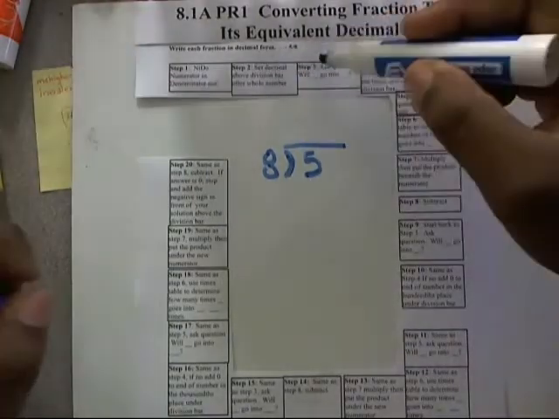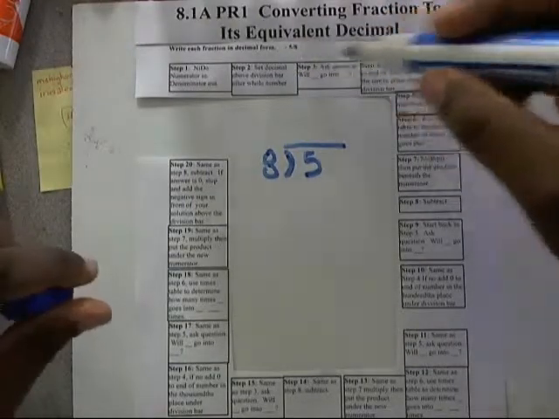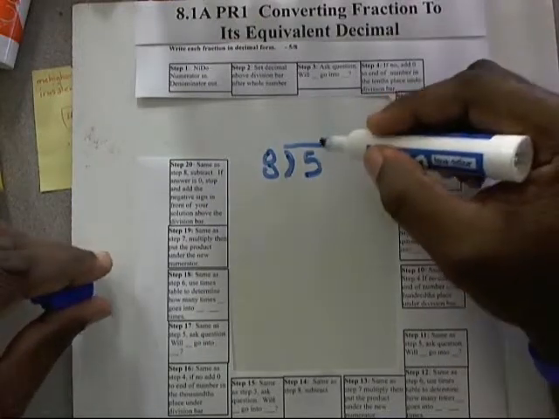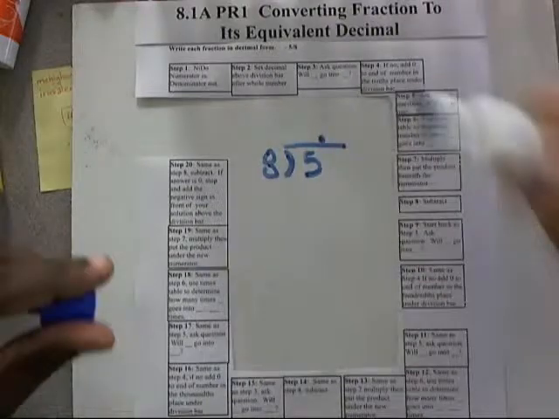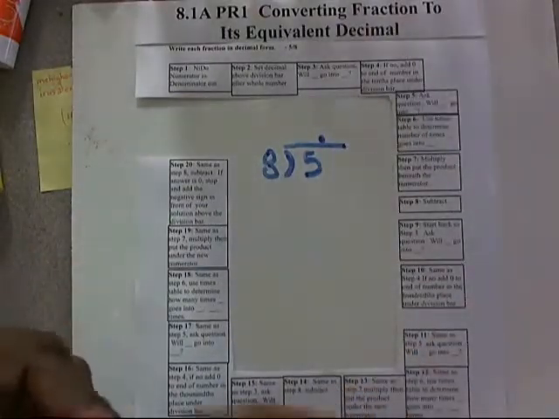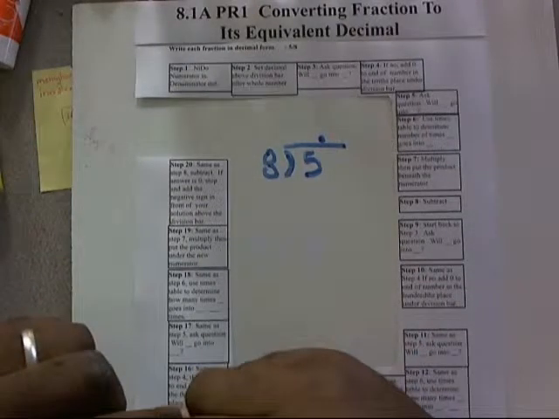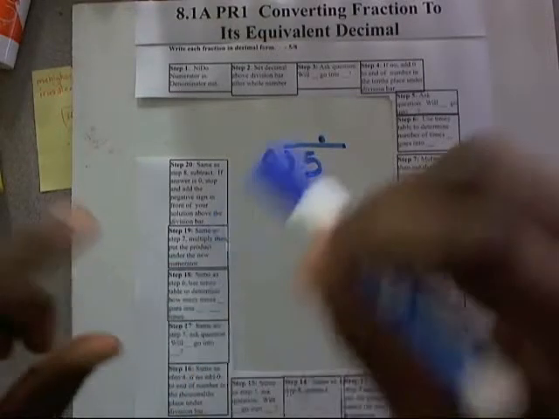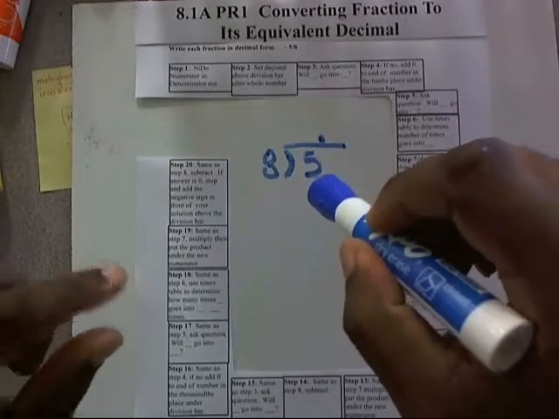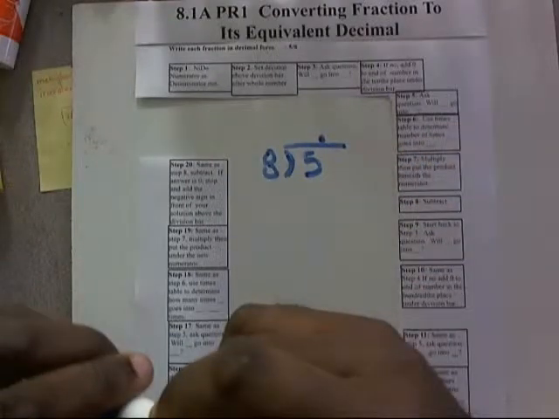That's step number 1. Step number 2, set the decimal above the division bar after the whole number. So this is a whole number right here. I'm going to set my decimal right there. Step 3, now you're going to ask a question. Will 8 go into 5?